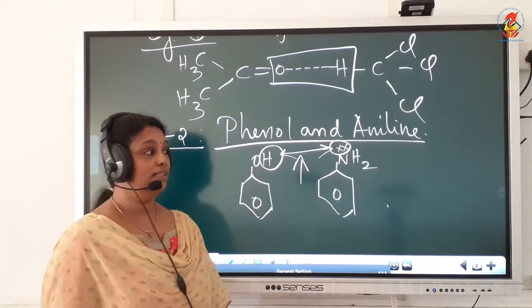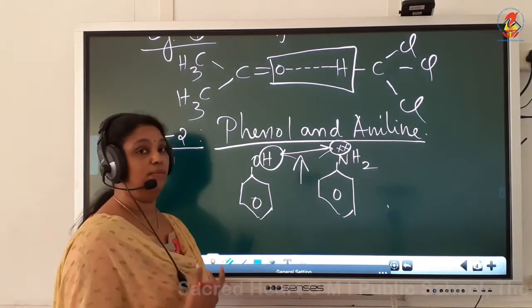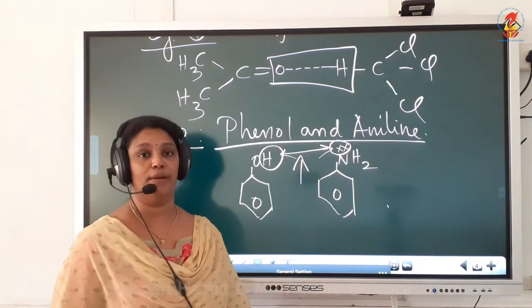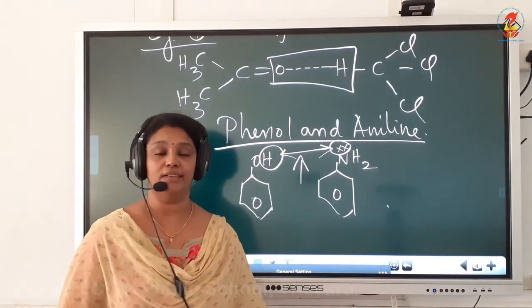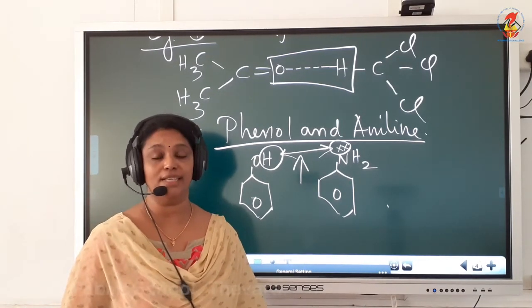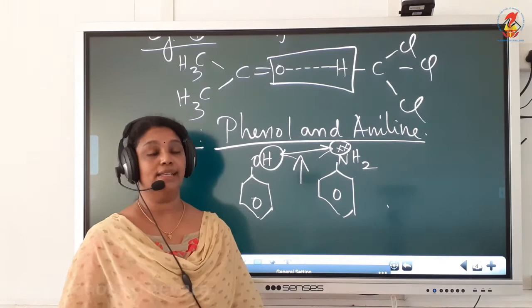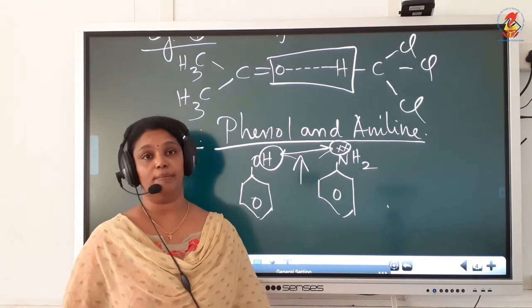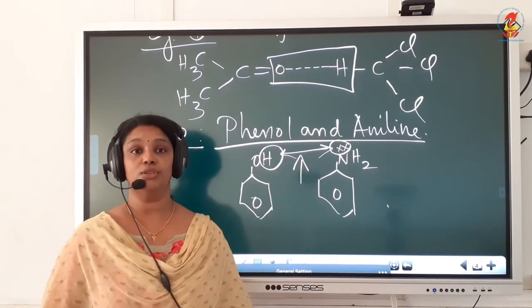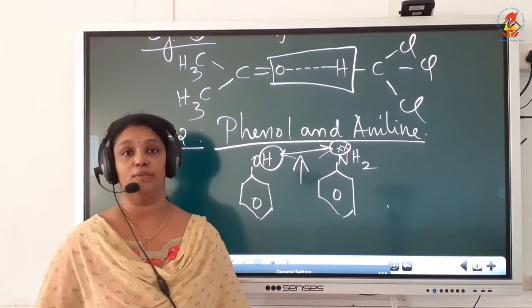So, we can say this solution, the phenol aniline mixture, shows negative deviation from Raoult's law. So, these are the two examples of solutions showing negative deviation from Raoult's law. The first example is acetone and chloroform. Second is phenol and aniline. Now next, let's see the graphical representation of a non-ideal solution showing negative deviation from Raoult's law.